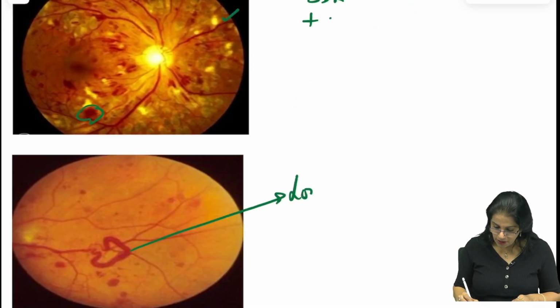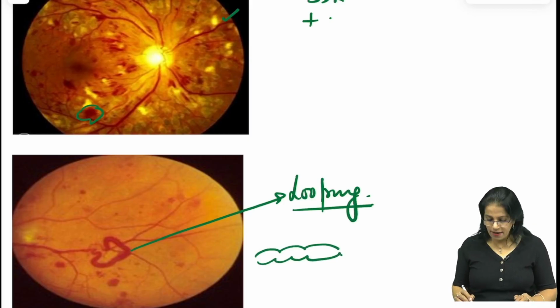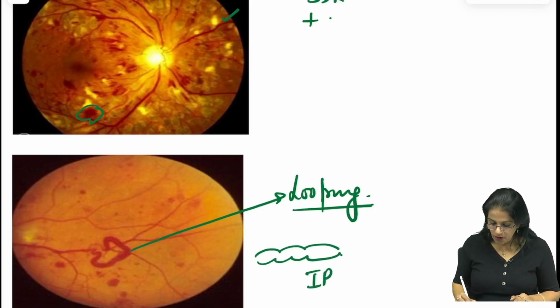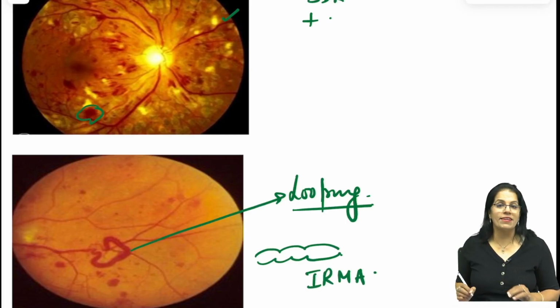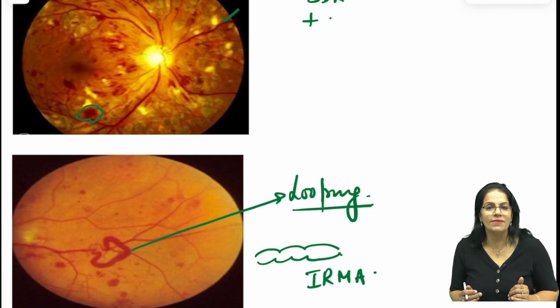Okay? This is also a feature of the pre-proliferative stage: looping of capillaries, and beading is something like this. Okay? And IRMA. What is IRMA? Lastly, these are all the features of pre-proliferative diabetic retinopathy. IRMA stands for intraretinal microvascular abnormalities.